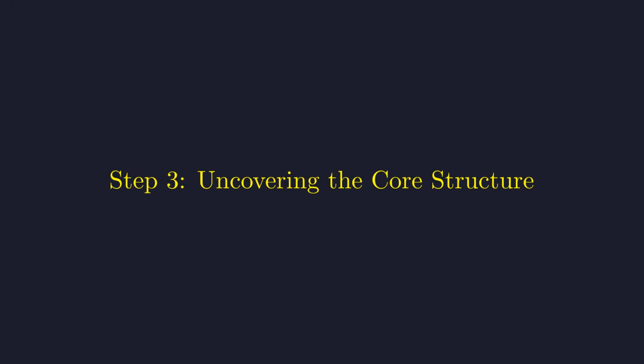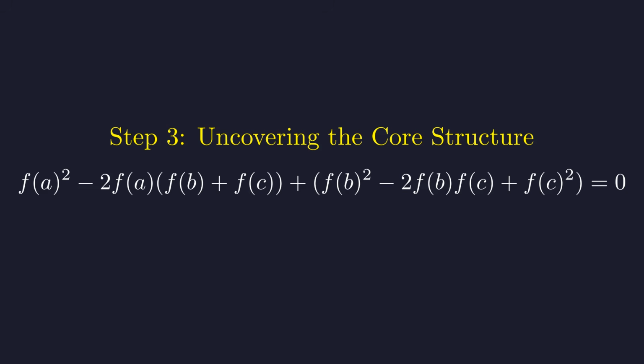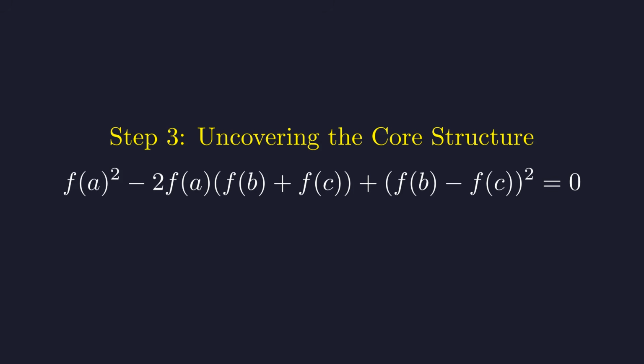Let's now rearrange the original equation to see if a deeper structure reveals itself. Moving all terms to one side gives this expression, which is reminiscent of Heron's formula for the area of a triangle. Let's view this expression as a quadratic in the term f of a. Grouping the terms this way shows the structure of a quadratic equation in f of a. Notice that this part of the expression is itself a perfect square. We can rewrite it as the square of the quantity f of b minus f of c. This looks very close to a perfect square involving f of a. Let's try completing the square.